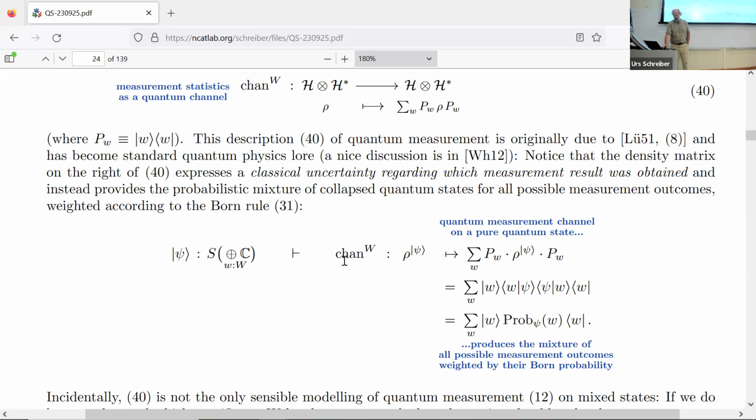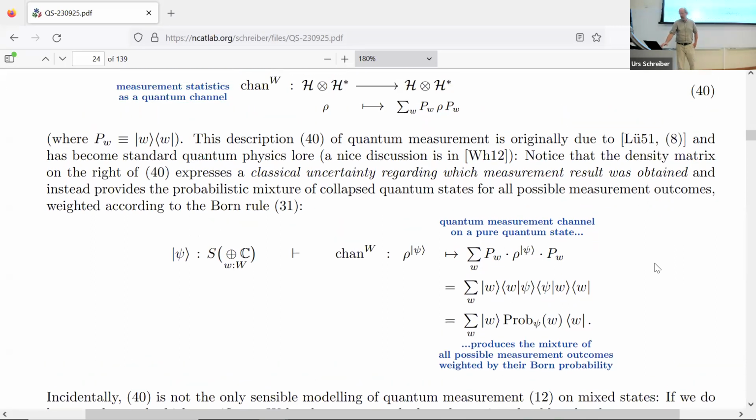So the result of this measurement process on a pure state, regardless of the more mixed states, is exactly, if we just pull this factor out, again the mixture that originally motivated the density matrix: with classical probability p_ψ(W), the system is in the pure quantum state W. This is Lüders-von Neumann reasoning, and in a slightly more abstract form, it looks like so.